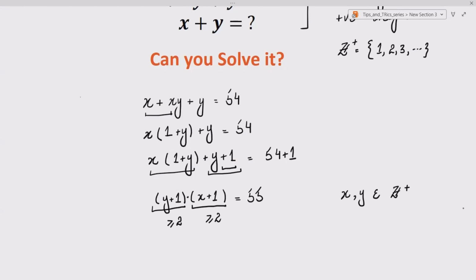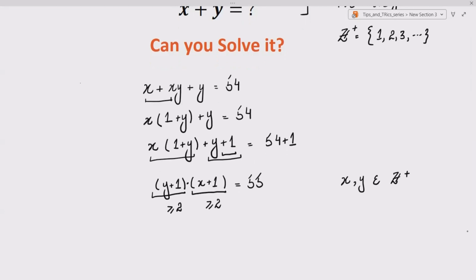So at least x and y are 1, and 1 plus 1 is 2. So x plus 1 is at least 2, and this product equals 55. Now two things are multiplying and equal to 55, so we have to see which factors multiply to give 55. We know that when we multiply 5 with 11, we get 55. So it means y plus 1 is 5 and x plus 1 is 11. When we multiply, we get 55.